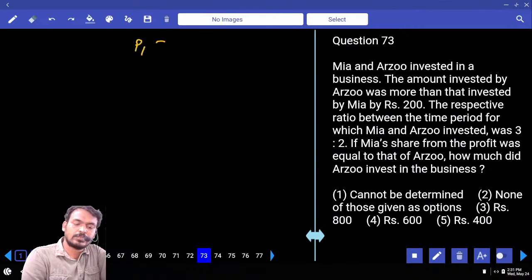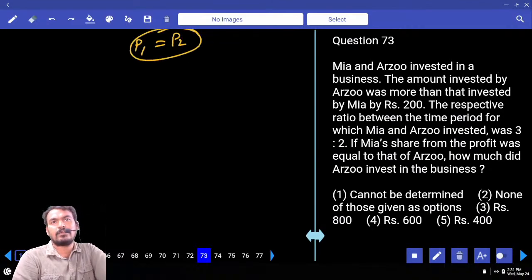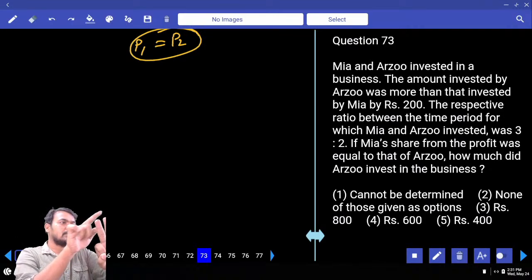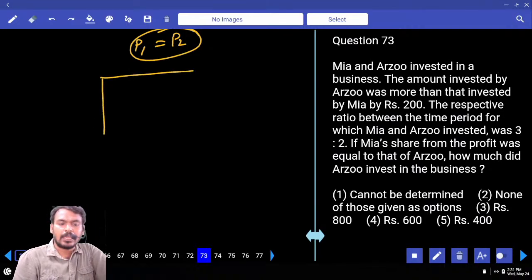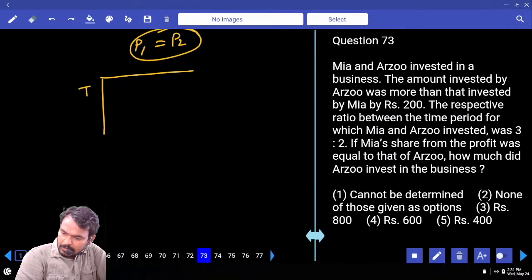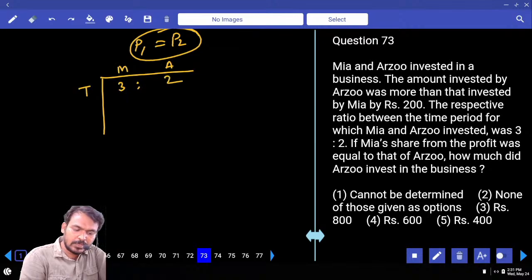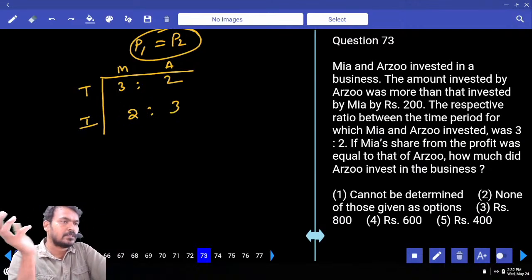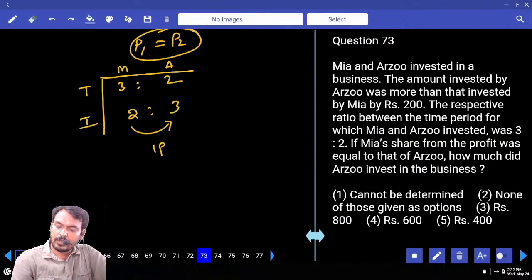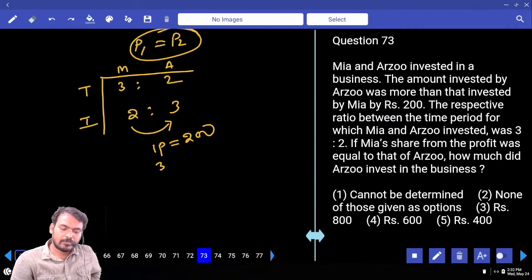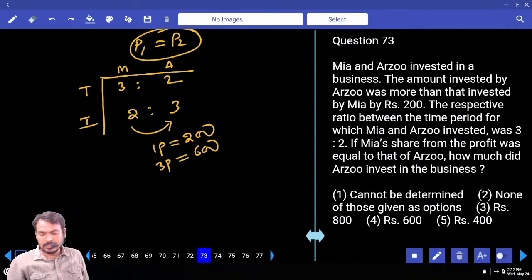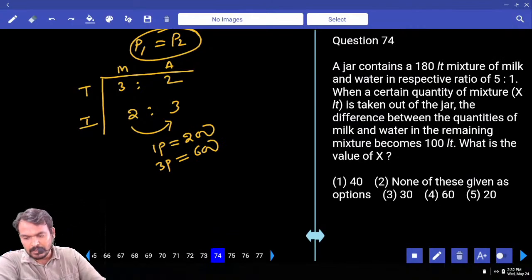Means profits are constant. When profits are constant, these two are inversely proportional. One is investment, another is time. What is the time ratio of M and A? 3:2. Time ratio 3:2 means investment ratio 2:3. M invested 2 parts, A invested 3 parts. How many parts are more? 1 part. 1 part equals 200. But which investment do we require? A. How many parts do we need? 3 parts. What is the answer? 600. Next question number 74.